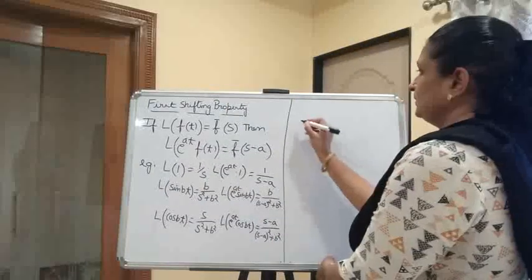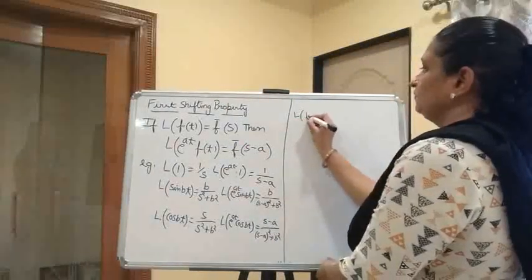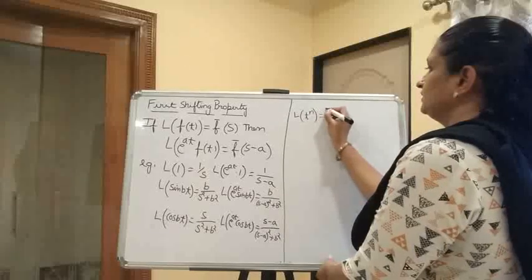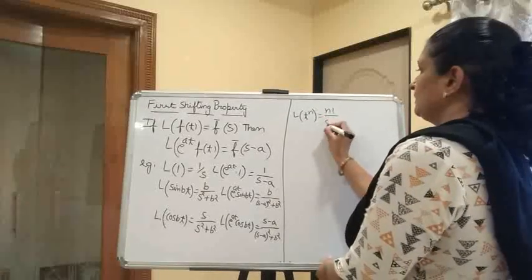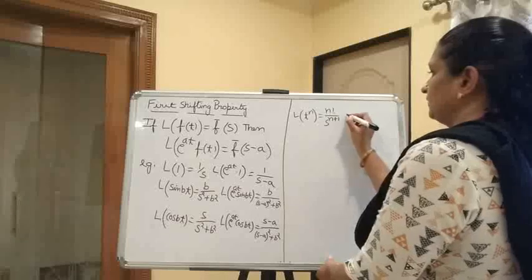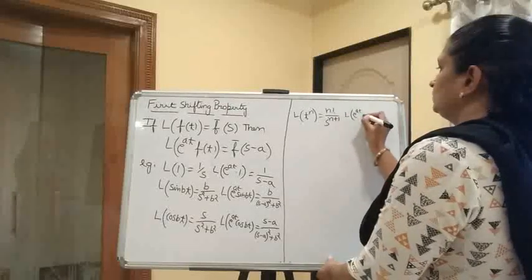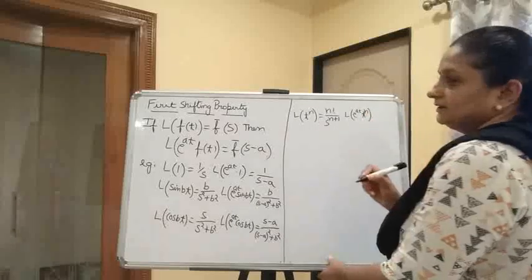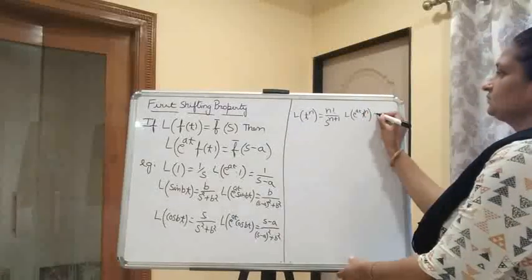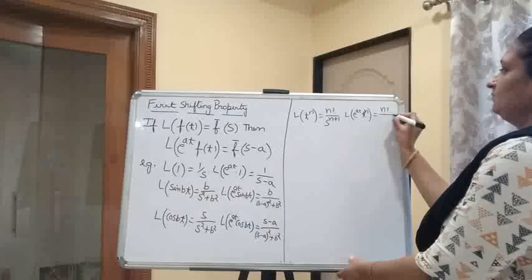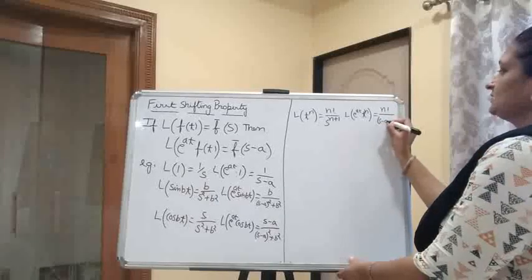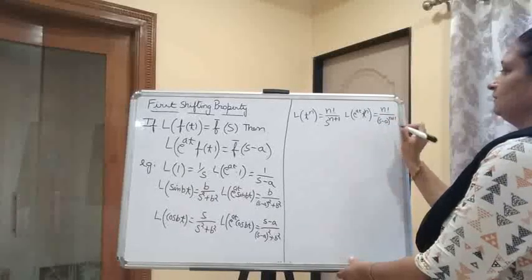One more example, the Laplace transform of t power n. We know it is n factorial by s power n plus 1. Now if this is e power a into t times t power n, then its Laplace transform is written as n factorial by s minus a power n plus 1.